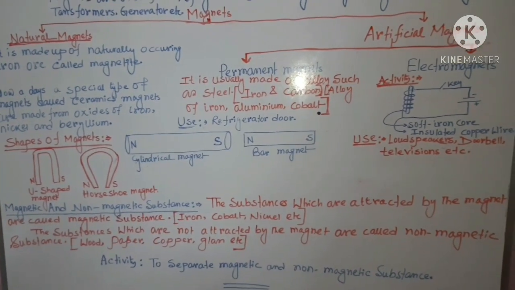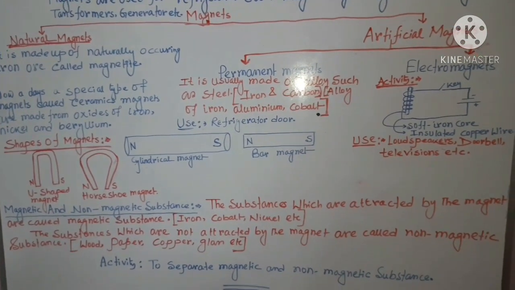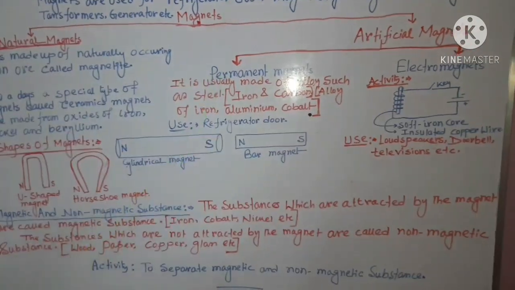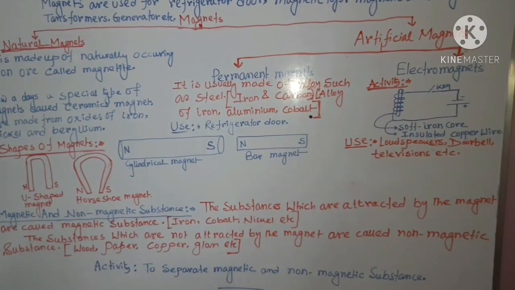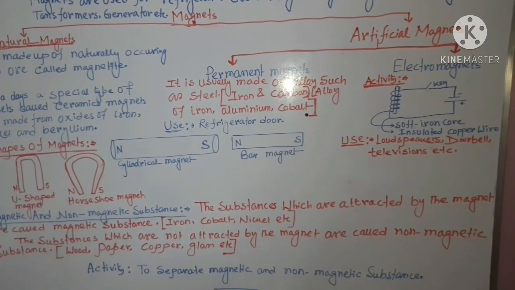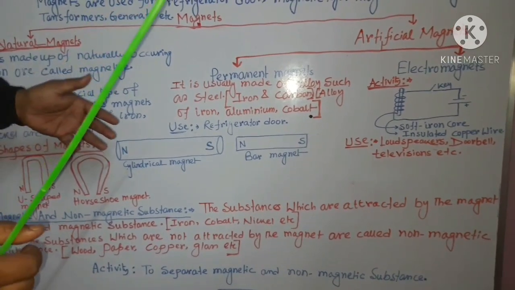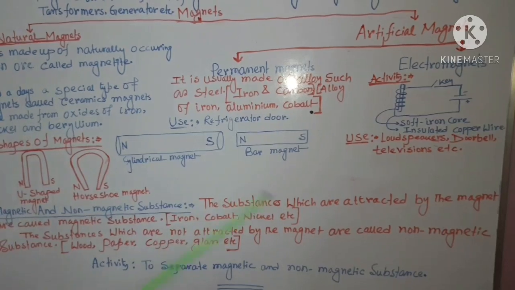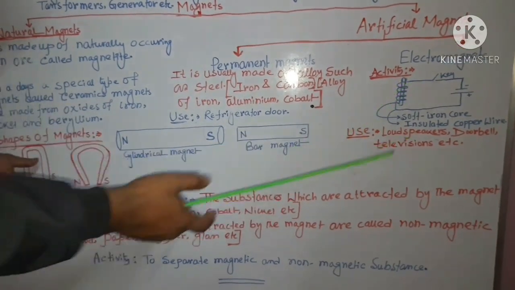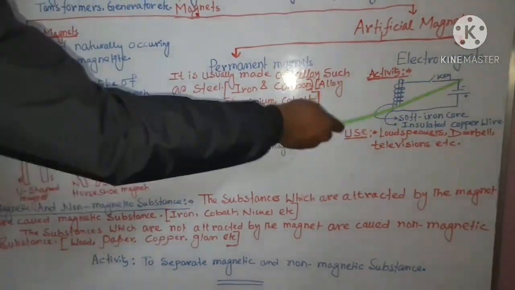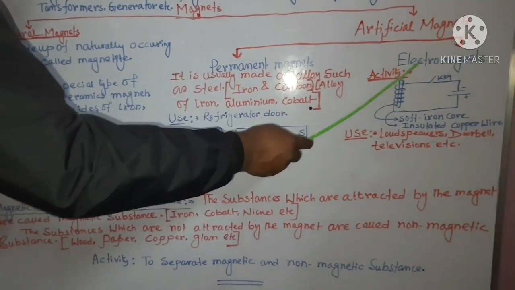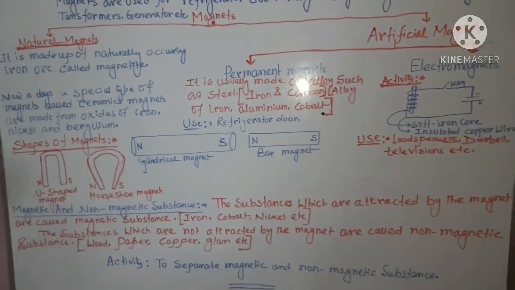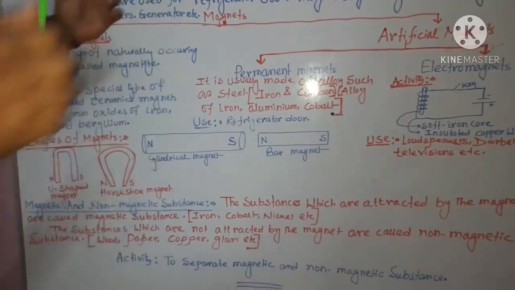Now you just sprinkle some iron dust around this soft iron core. Now you switch on the circuit. Whenever you switch on the circuit, after a few minutes, you are able to see that the iron dust is attracted by this soft iron core, because due to passing of current, this soft iron core is converted into magnet. That's why it can attract the iron dust.